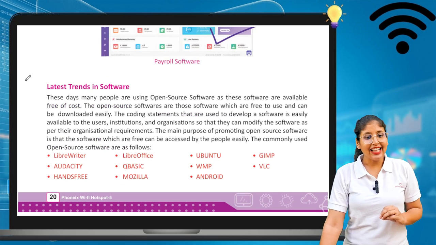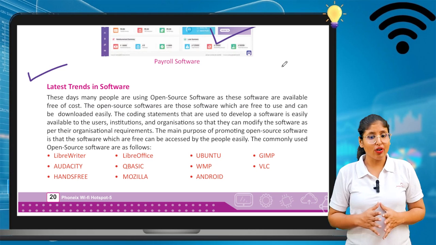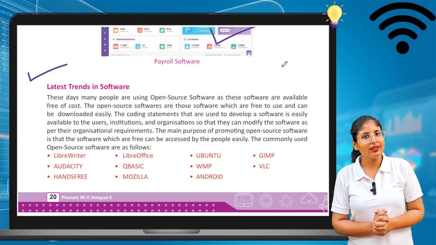Now we have to move on to the latest trends in software. In software also some latest trends are there. So what are they? Let's see.